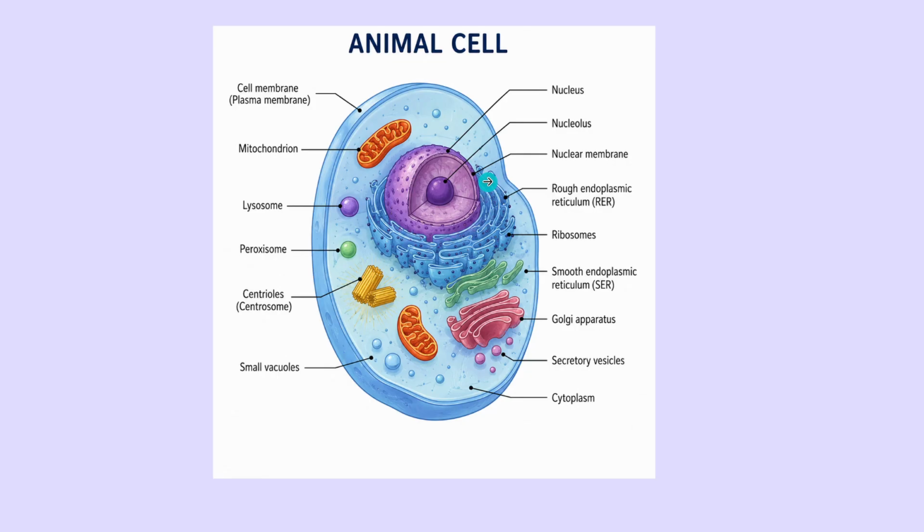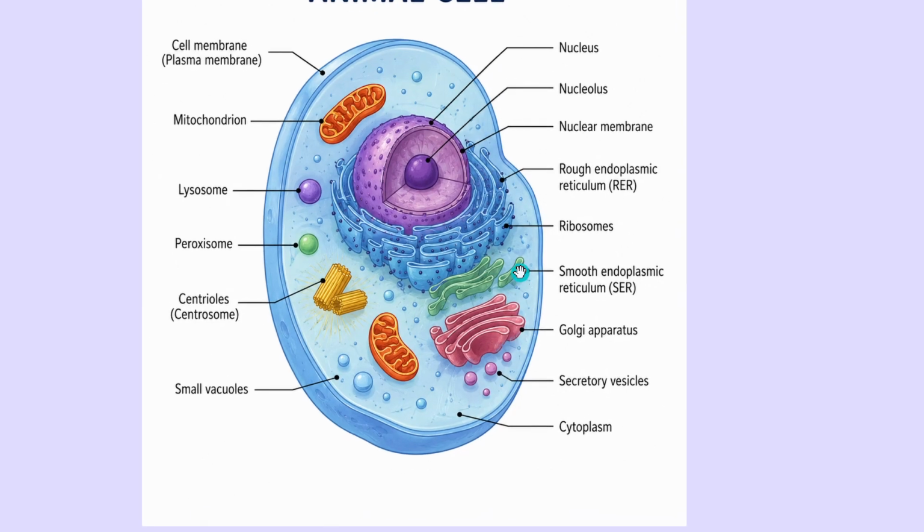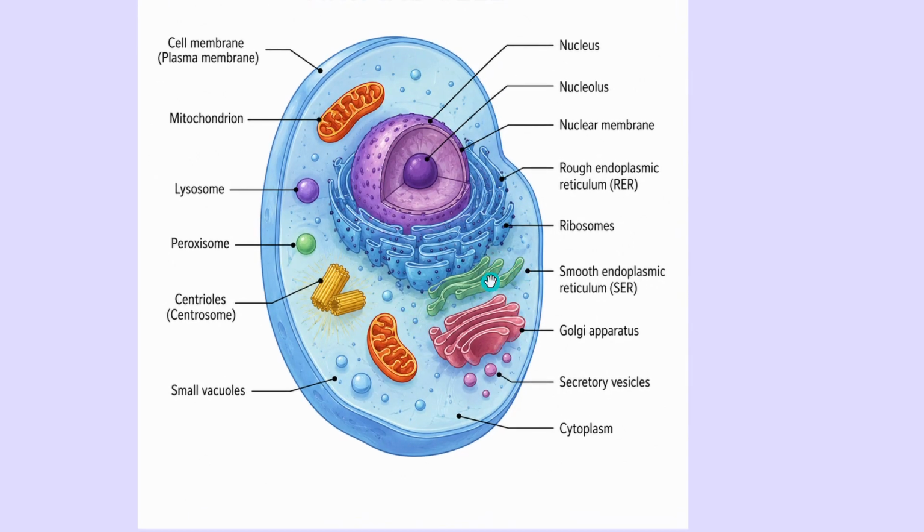So what is the difference? The rough endoplasmic reticulum has ribosomes on its surface. That's why it is called rough endoplasmic reticulum, because its surface is not smooth. And the smooth endoplasmic reticulum, see here the green colored bodies, doesn't have ribosomes on its surface. So its surface is smooth, and it is called smooth endoplasmic reticulum.